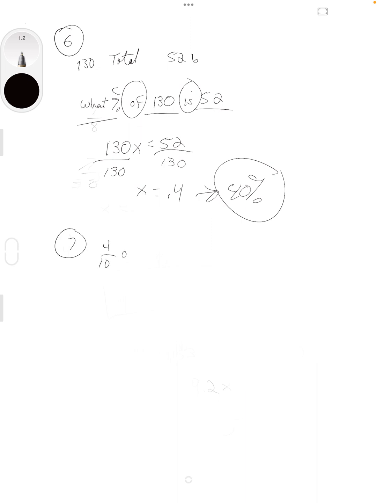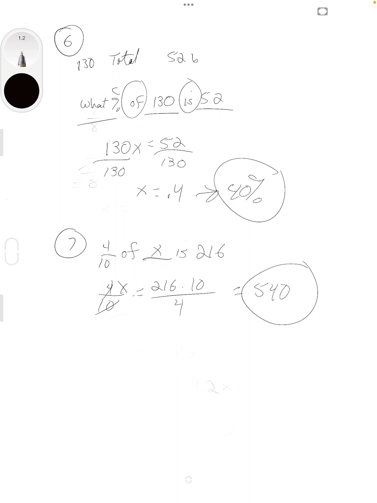Number 7. 4/10 of what number is 216? Very similar problem. So 4/10 x equals 216. Move the 10 up, move the 4 down, and I get x equals 216 times 10 divided by 4, which is 540. Okay, 4/10 of 540 is 216.